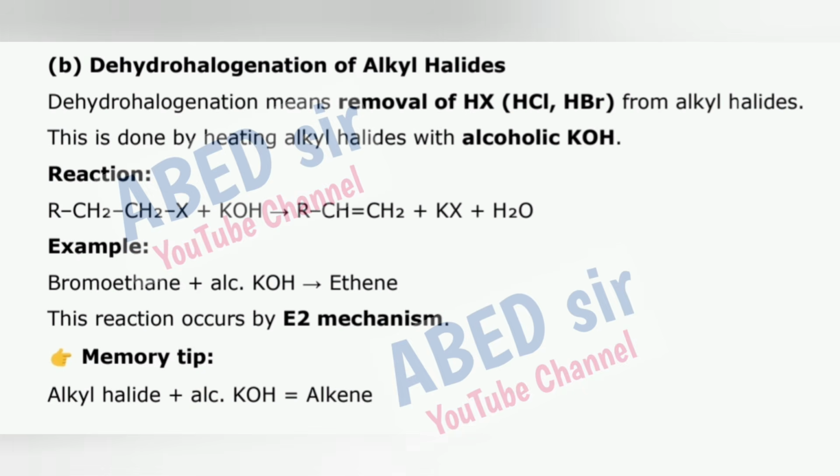B. Dehydrohalogenation of alkyl halides. Dehydrohalogenation means removal of HX, HCl, HBr from alkyl halides. This is done by heating alkyl halides with alcoholic KOH. Reaction: RCH2CH2X + KOH → RCH=CH2 + KX + H2O. Example: bromoethane + alcoholic KOH → ethene. This reaction occurs by E2 mechanism. Memory tip: alkyl halide + alcoholic KOH = alkene.